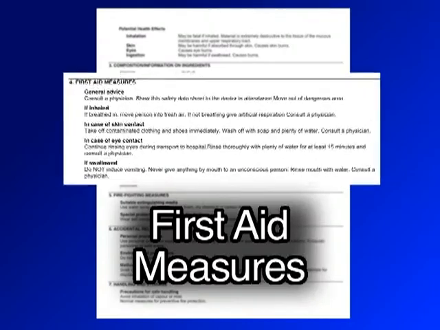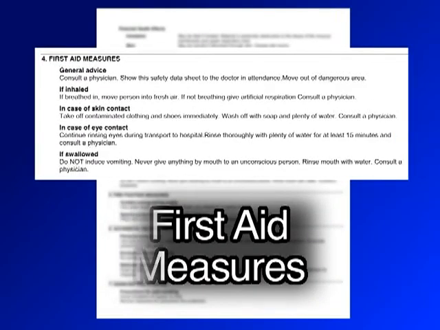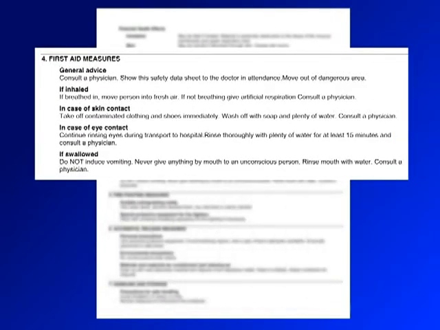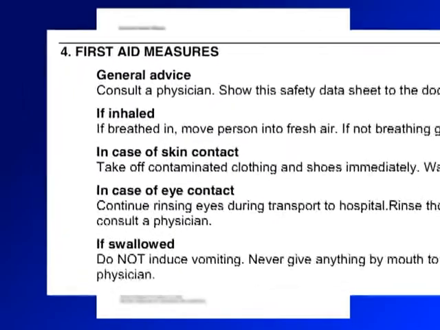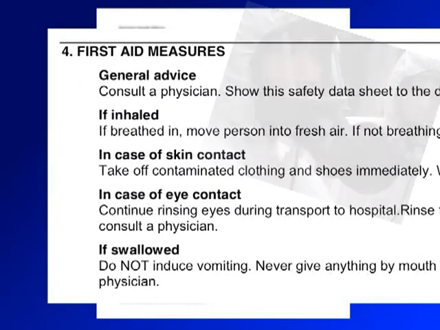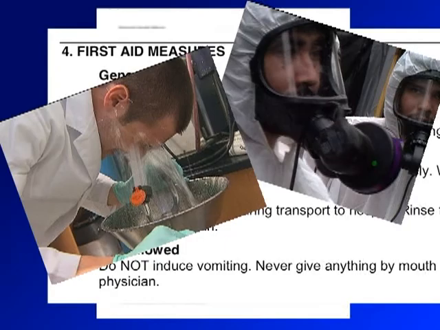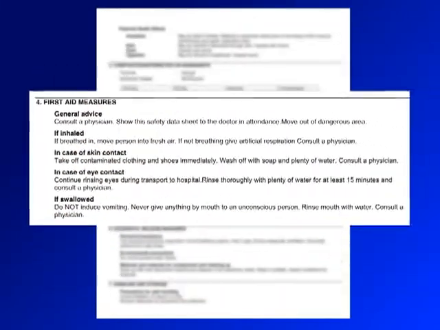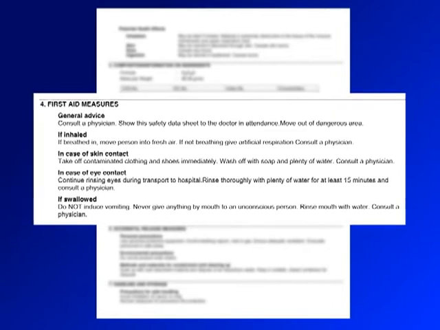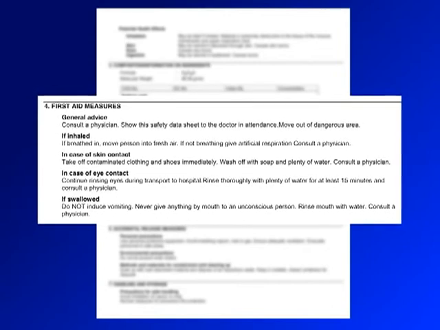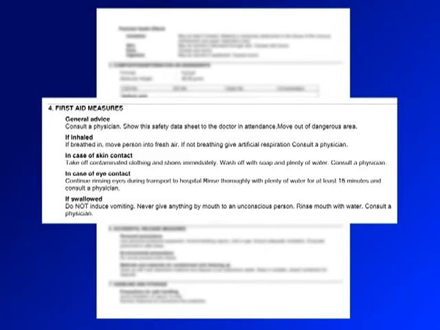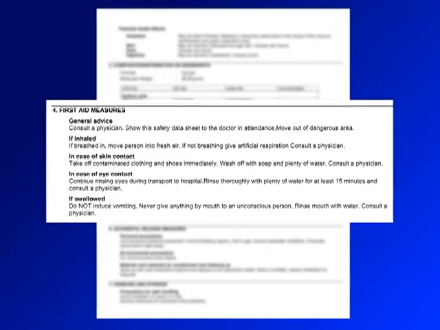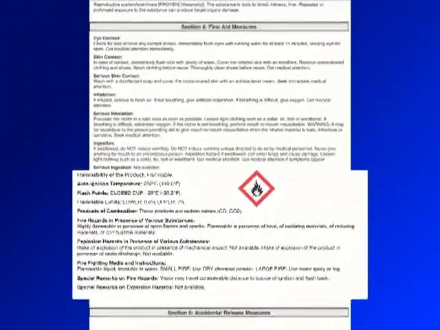Section 4. First aid measures. Includes a description of necessary measures subdivided according to the different routes of exposure, that is, inhalation, skin and eye contact, and ingestion. The most important symptoms and effects, both acute and delayed, and an indication of immediate medical attention and special treatment needed.